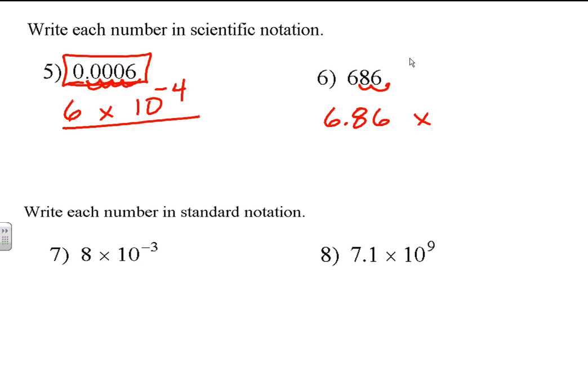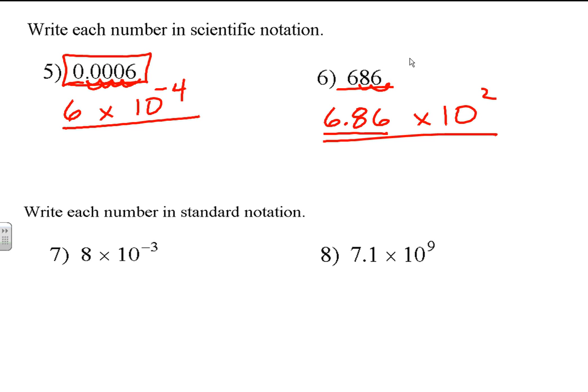6.86 times 10 to the, I moved it 2 places. But 6.86 is smaller than 686. I need this to be bigger than 6.86, 10 to the positive second. Okay, and then we've got, here's where it really causes problems, because if you're trying to do 1 through 6 memorizing a rule, now you got to come up with a new rule for 7 and 8 and perhaps beyond, and that rule will be in kind of a conflict with your other.